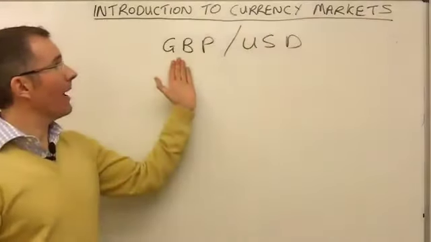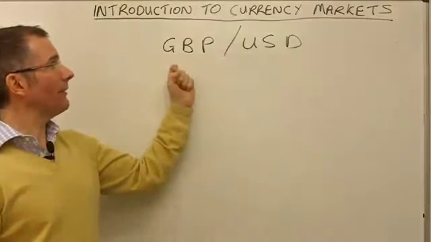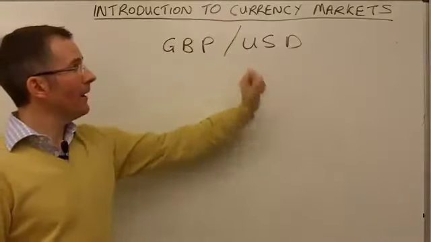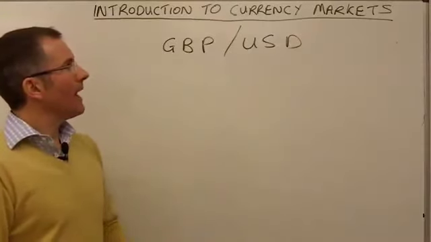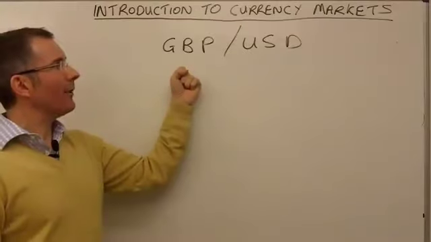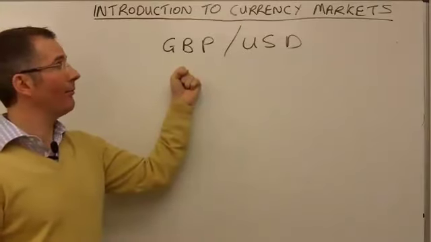What this means is I'm thinking about betting on sterling against the US dollar. Then you get a rate. Now, the currency on the left is the one there is one of.